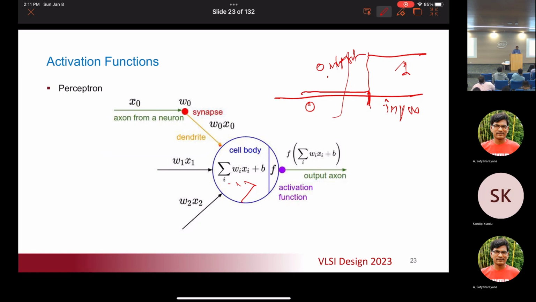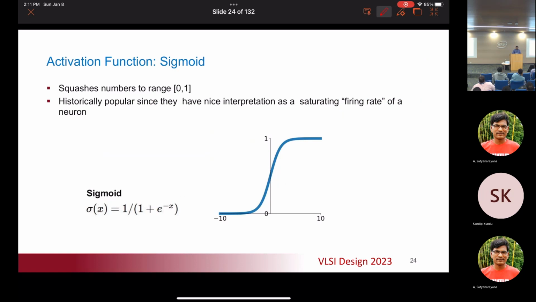An analog approximation of the step function is a sigmoid function. A sigmoid function looks something like this: 1 divided by 1 plus e to the power minus x. It's centered around 0, and if you go beyond 5, it's already 1, and beyond -5, it's already 0. You can also make the function even steeper by multiplying x with a constant k, and the sigmoid function will get even steeper. It'll look more like a step function as you keep increasing the value of k.